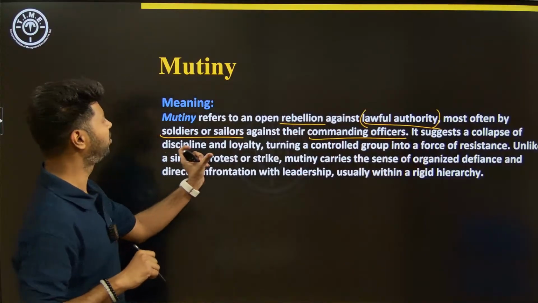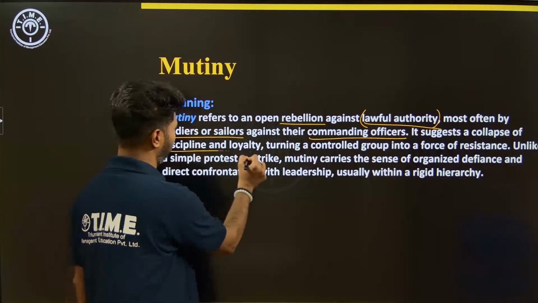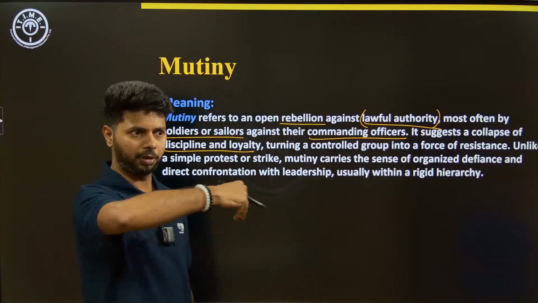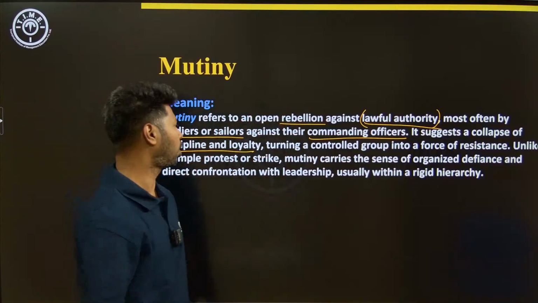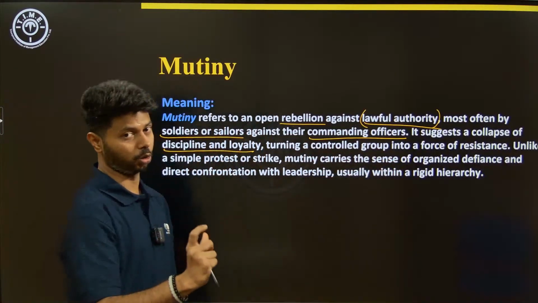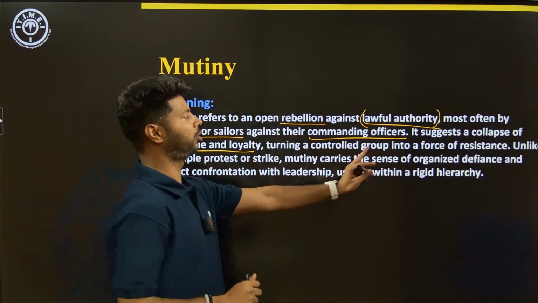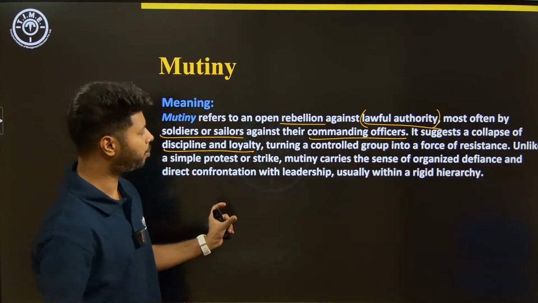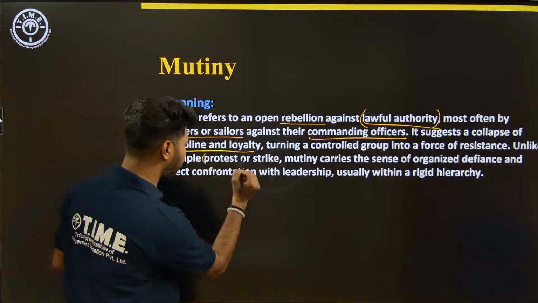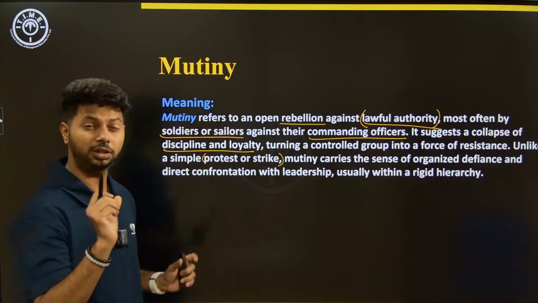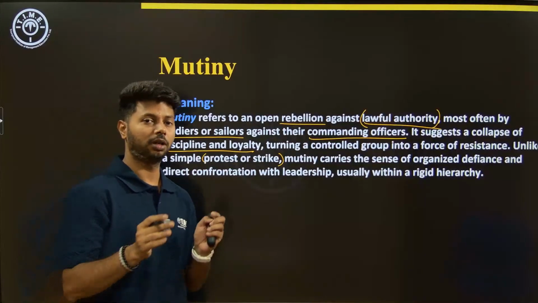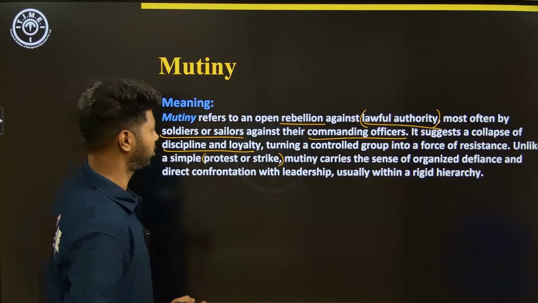It suggests a collapse of discipline and loyalty. Discipline and loyalty have to collapse for people lower down the hierarchy to go against their seniors, right? Turning a controlled group into a force of resistance. Unlike a simple protest or strike, this is different. It can't be termed as a protest or strike. These differences are important. They can help you identify the correct option from the wrong options, right?